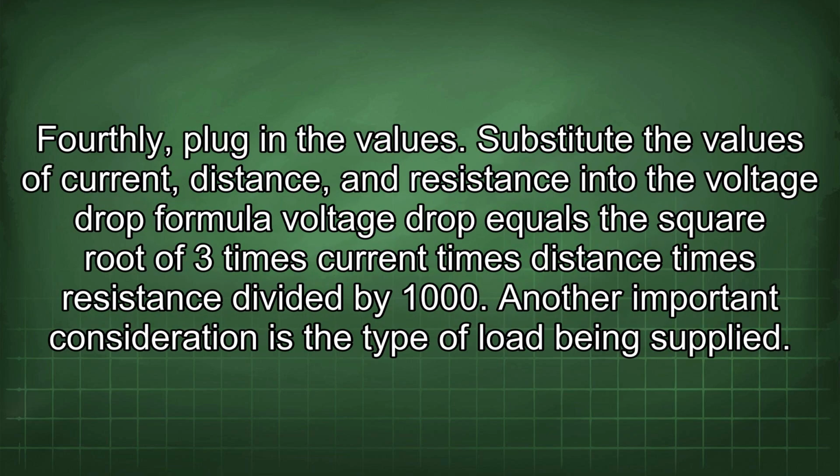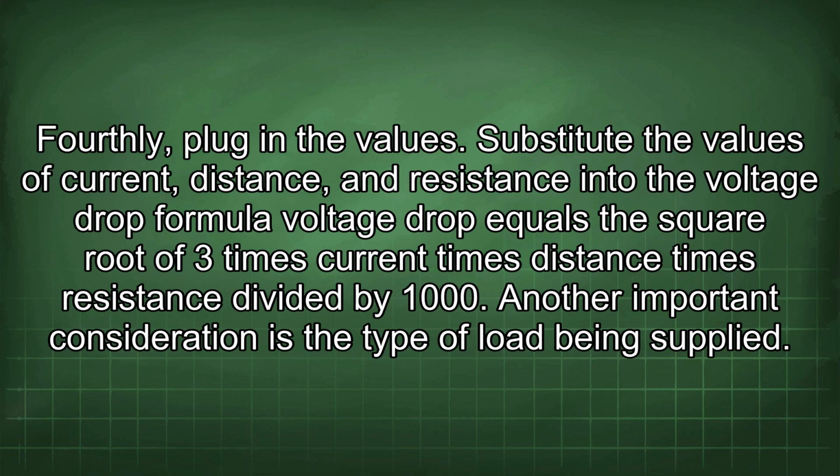Fourthly, plug in the values. Substitute the values of current, distance, and resistance into the voltage drop formula. Voltage drop equals the square root of 3 times current times distance times resistance divided by 1000.